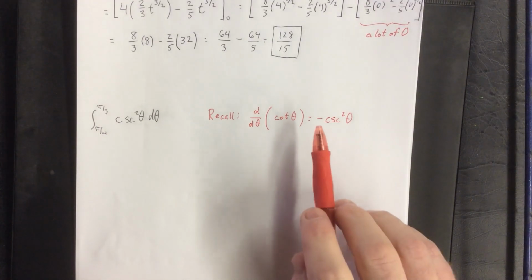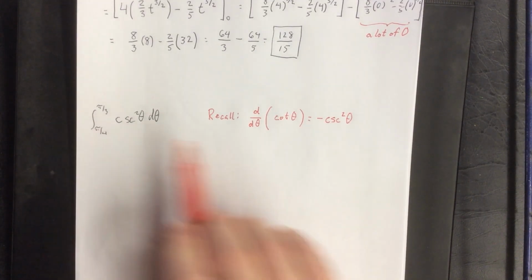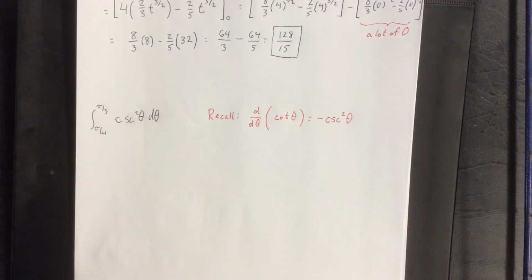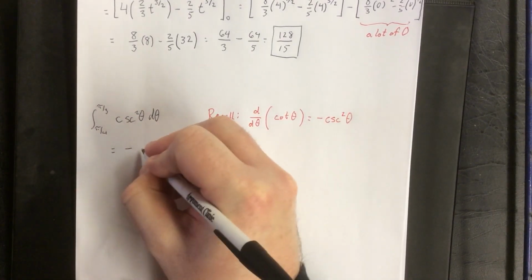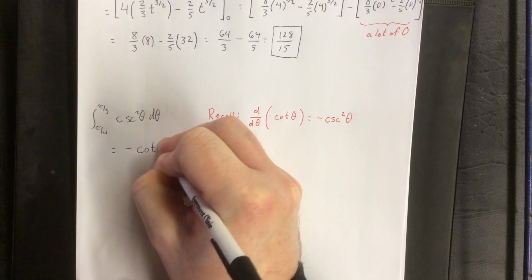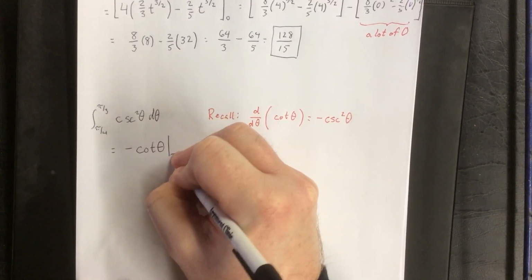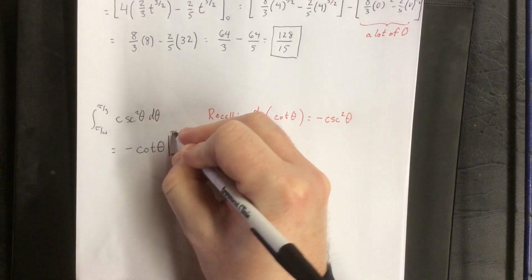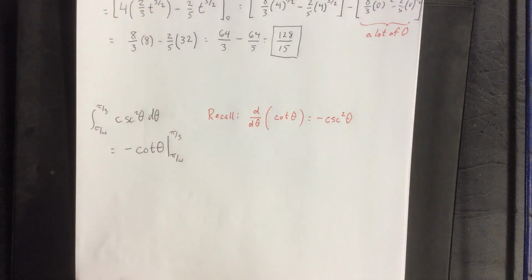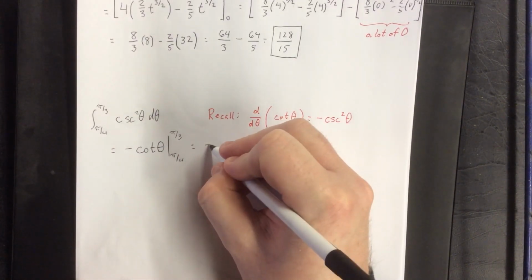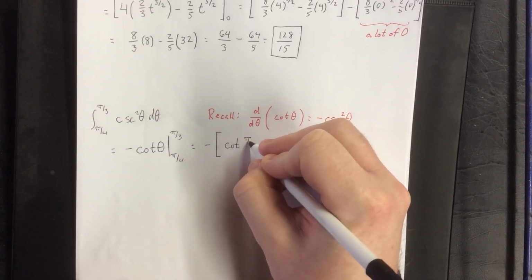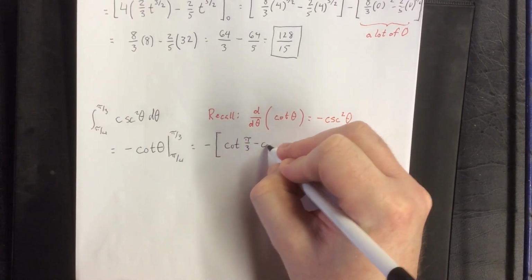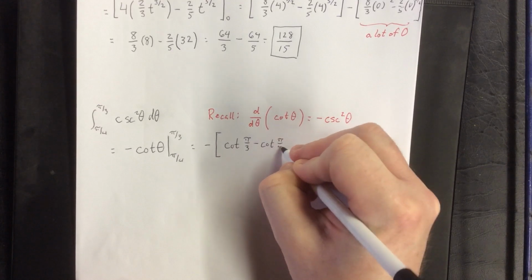Now with that in mind, we don't have the extra negative sign in here, which is why when we perform our antiderivative, we're going to get an extra negative sign. And once again, this is going from pi over 4 up to pi over 3. So this will be a negative cotangent of pi over 3 minus the cotangent of pi over 4.